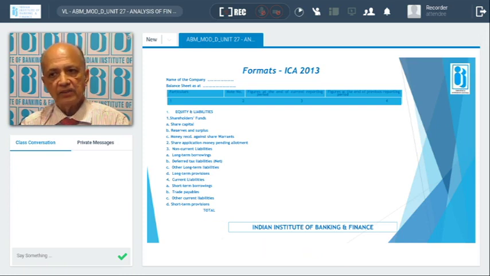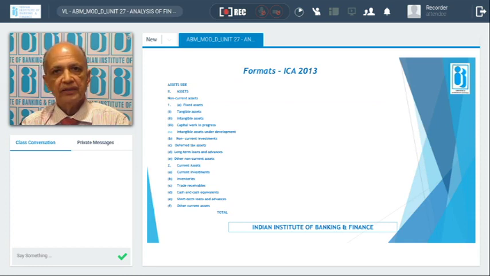Now coming to the asset side. The asset side is also broadly classified into two sections: non-current asset and current asset. Non-current asset is inclusive of fixed assets, tangible assets, that is plant and machinery, land and building and so on. Then intangible assets, which are inclusive of the fixed assets also. Then capital work in progress. Then the second category, non-current investments, that is, as I told you, investments which are realizable after 12 months. That is taken care of here.